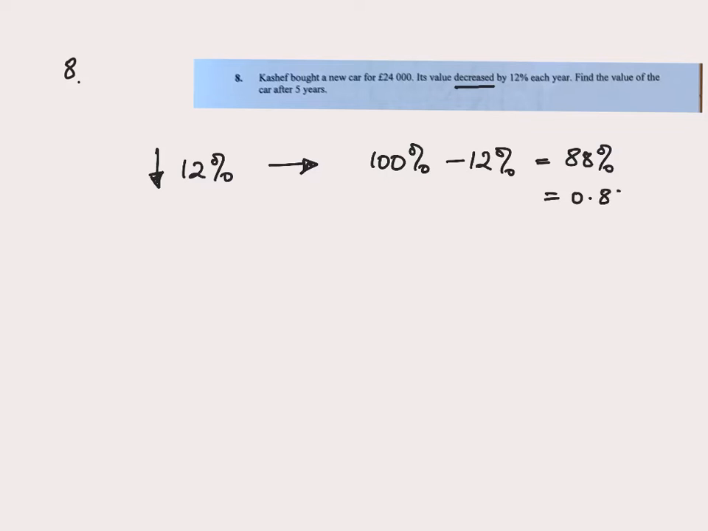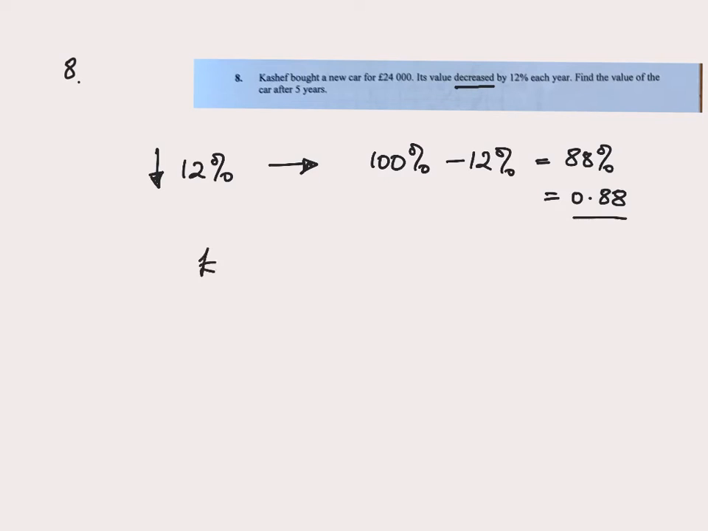Question 8. If the value is falling by 12% per year, let's think about what the decimal multiplier is. We start off with 100%. We subtract 12% because the value is falling, it's decreasing. That gives us 88%. Now 88% as a decimal is 0.88. So that's the decimal multiplier that I'm going to use.